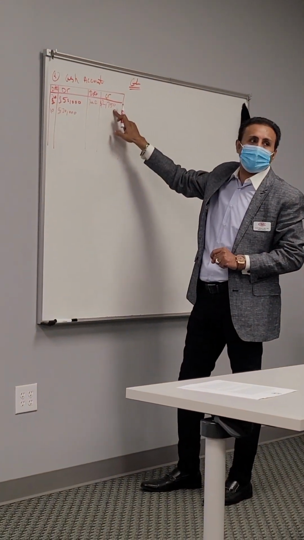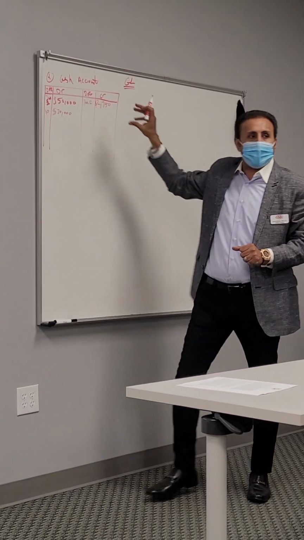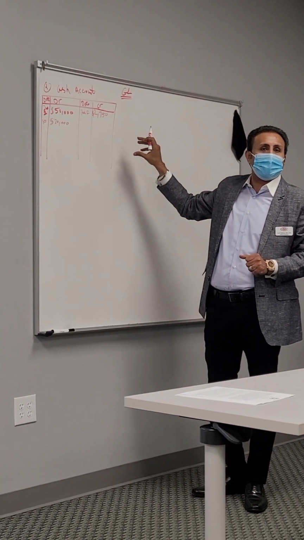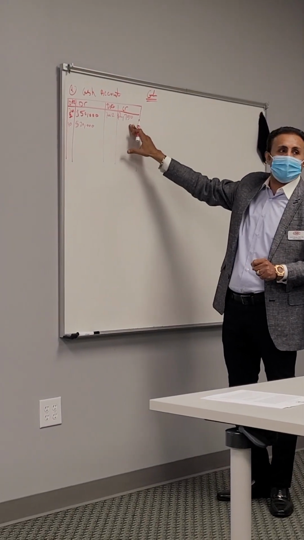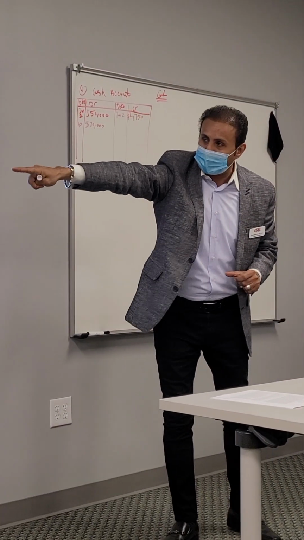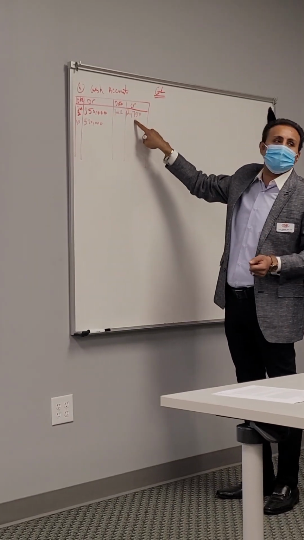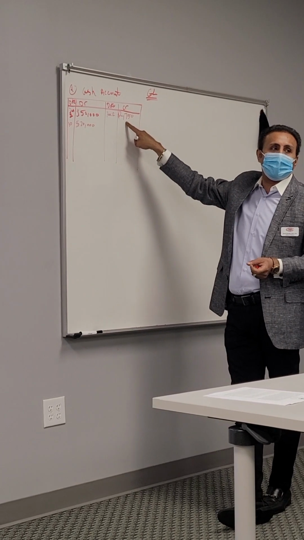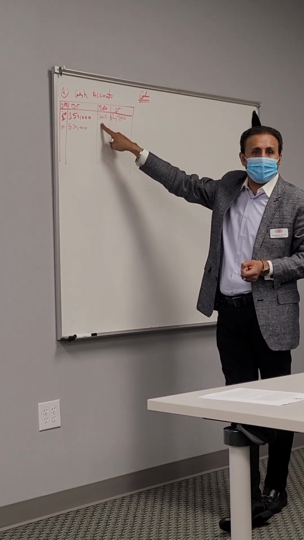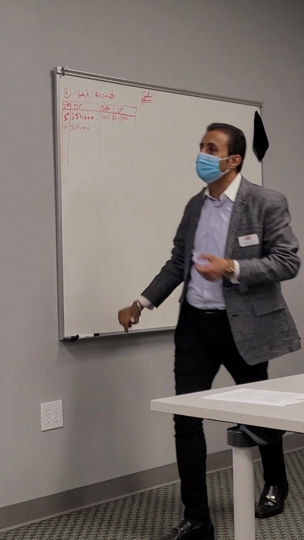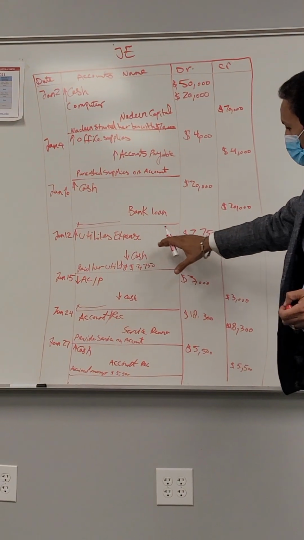$2,750. I have to copy the amount and paste it here under the right side. Under what? The credit side. In this case, cash is in the credit side with $2,750 on Jan 12. Clear? Okay. We finished Jan 12.